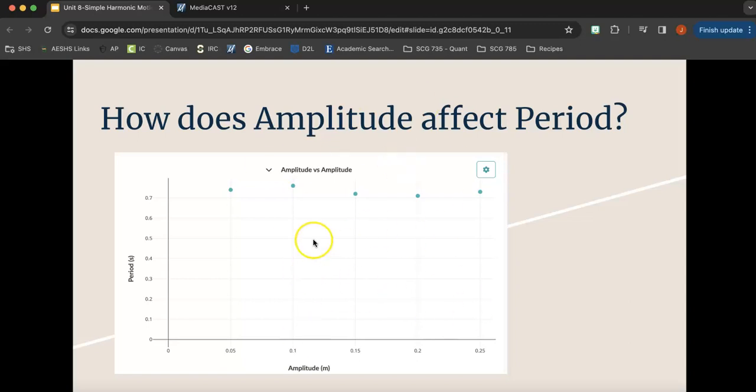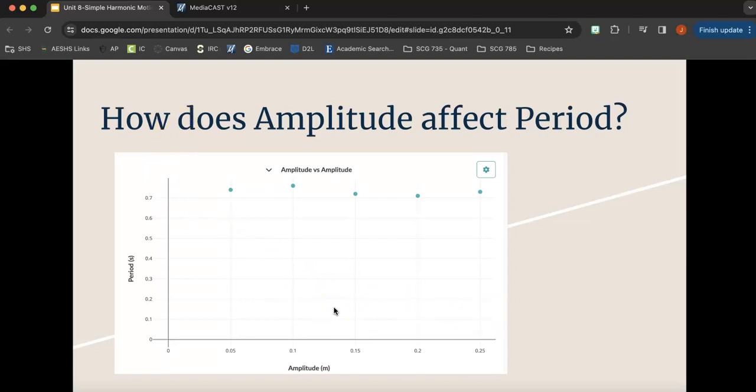Now that I look at this, is it quadratic? No, because a quadratic graph looks like a parabola, and this is definitely not a parabola. Is it a square root? No, because there would be a lot more variance in my data. There would be a square root shape like this, and it's not. Is it an inverse? No, because as amplitude gets bigger, period does not get smaller.